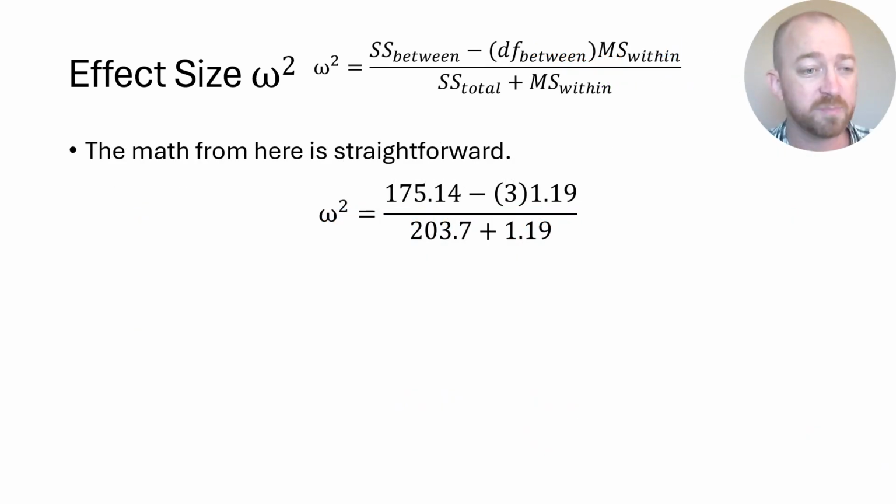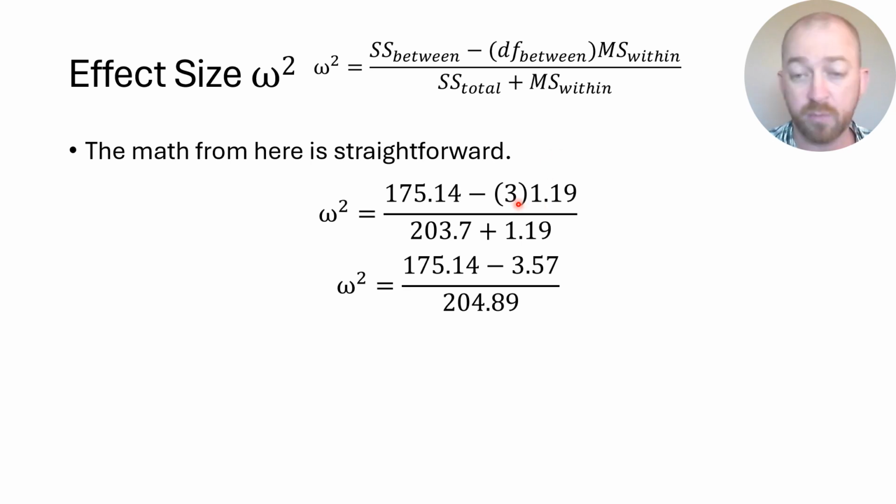Okay, and the math here is pretty straightforward, of course. The first thing we can do is in the numerator, multiply 3 by 1.19, and then there's only one thing to do in the denominator, so we'll do that in this next step. 3 times 1.19, of course, gives us 3.57, and I've rounded a little bit just for fun, and 203.7 plus 1.19 is 204.89. So that's as simplified as we can get in that one step.